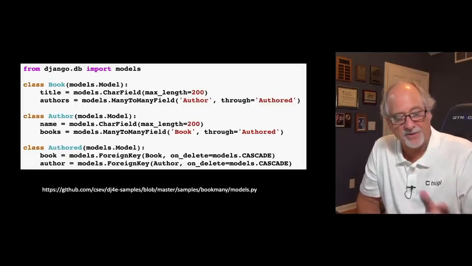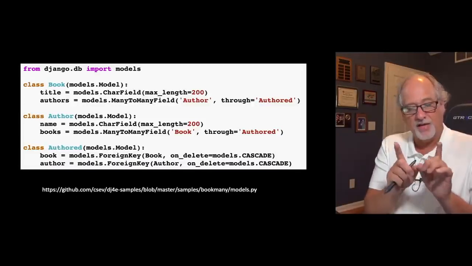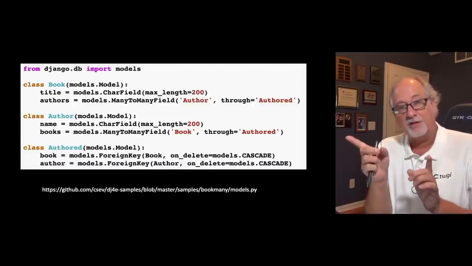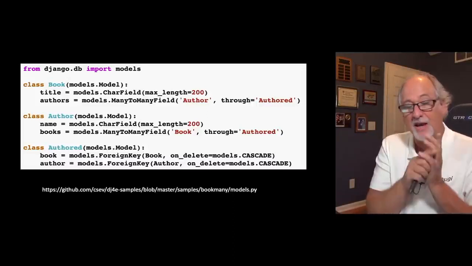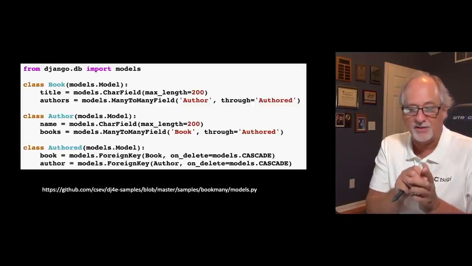And like I said, here's the through table I called authored. I thought that was kind of clever. And the through table is modeled as foreign key this way, foreign key that way. And so that's not a many-to-many. It's a foreign key, but I've named these and I match these things up.